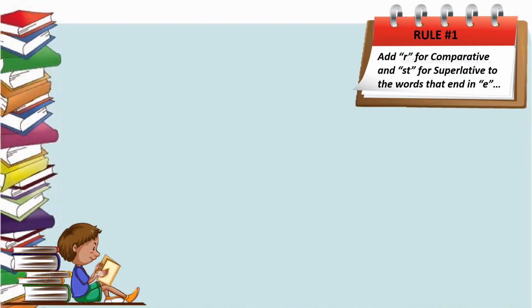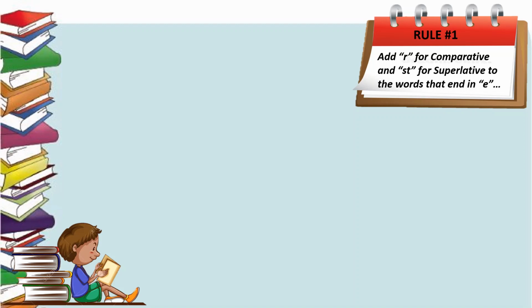Rule number 1 says that you need to add the suffix "r" for comparative and the suffix "st" for superlative degrees to the words that end in the letter E. So rule number 1 clearly states that whenever you have an adjective that ends with the letter E, before converting that positive degree adjective to the comparative form, you have to add the letter R after the positive degree adjective, and in case you are planning to convert it to the superlative form, you have to add the suffix st after the positive degree adjective.